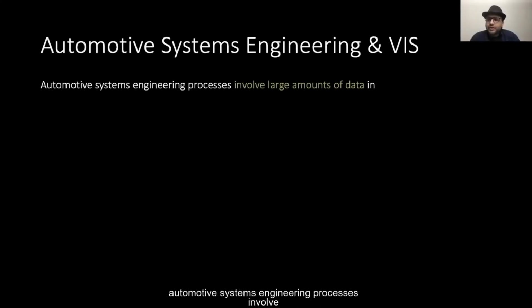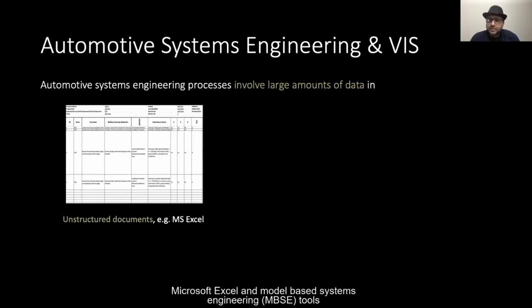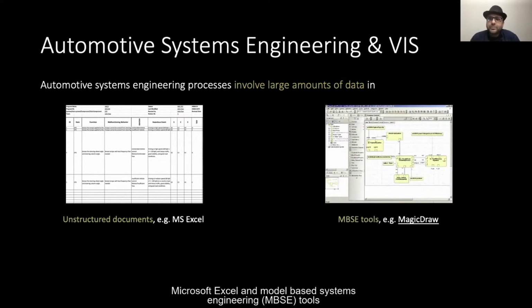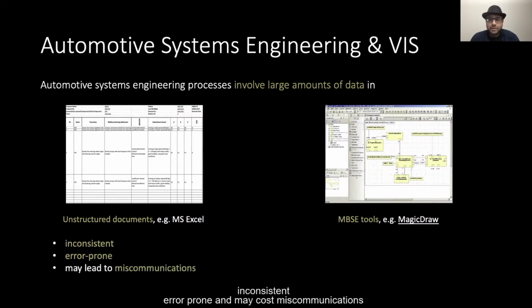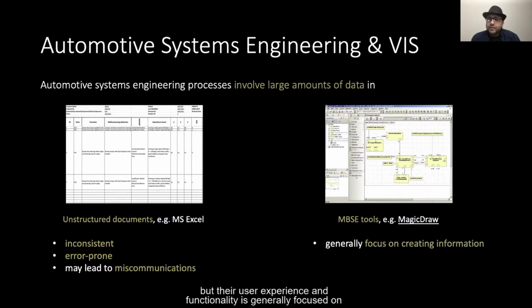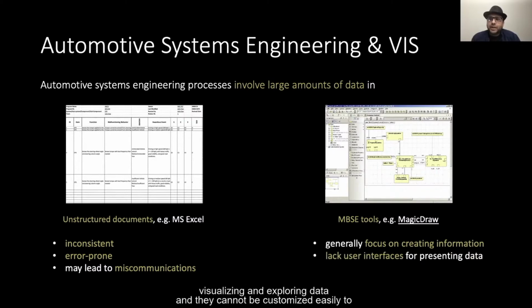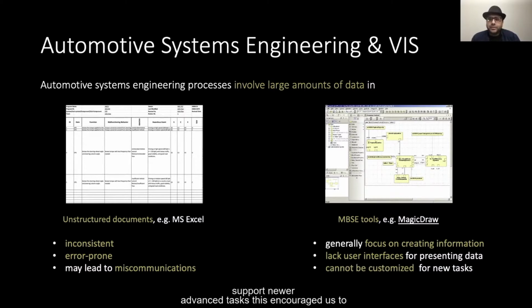Automotive systems engineering processes involve large amounts of data, many of which are stored in unstructured documents such as Microsoft Excel, and model-based systems engineering tools such as MagicDraw. Using unstructured documents for information exchange is inconsistent, error-prone, and may cause miscommunications. Model-based systems engineering tools, on the other hand, use a common language like SysML that partly solves the problem, but their user experience and functionality is generally focused on creating information. They lack user interfaces for visualizing and exploring data, and they cannot be customized easily to support newer, advanced tasks.